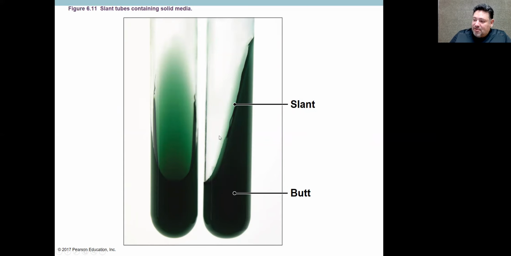And typically what you do is you take a needle and you inoculate the deep butt, and what that does is it reveals the anaerobic properties of the organism. Then you take a loop and you inoculate the slant, and that reveals the aerobic traits of the organism. So a single tube gives you information about 2 different events that an organism carries out, both anaerobically and aerobically. So that's pretty neat.